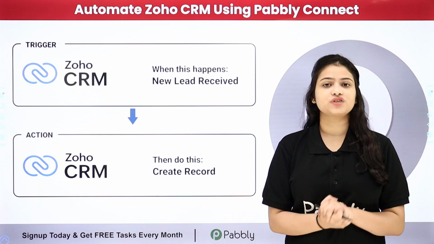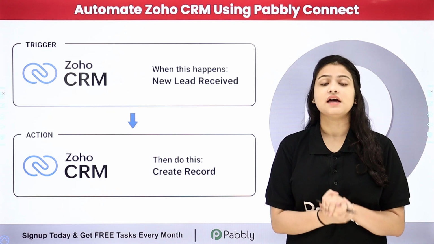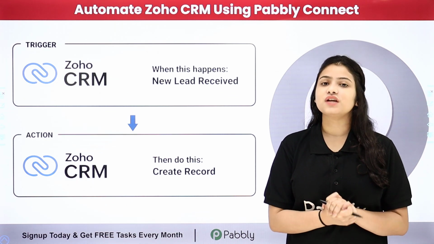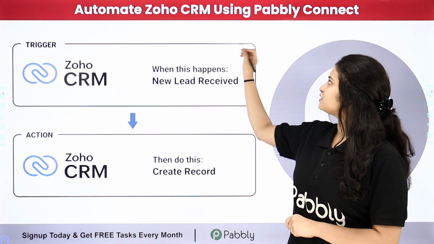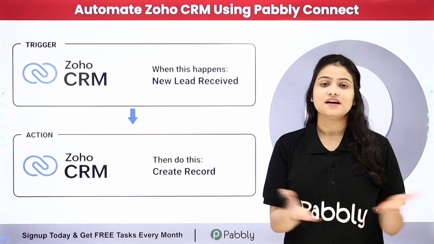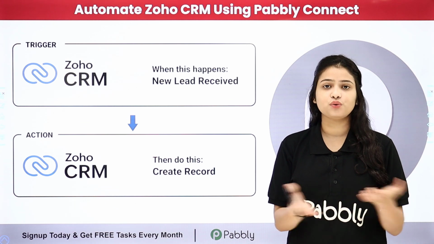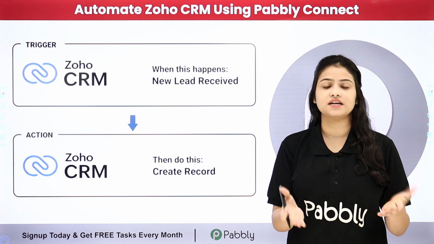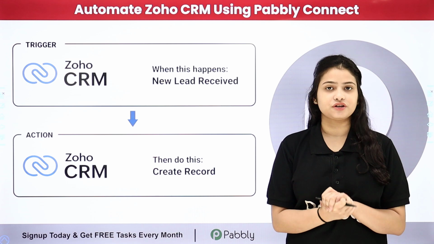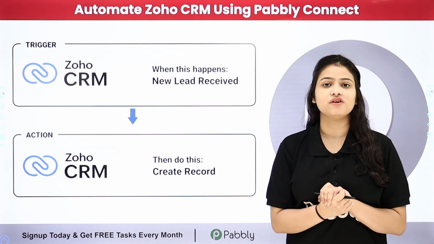So if you also want to streamline the process of your CRM, then you are in the right place because today we are going to learn how to automate Zoho CRM using Pabbly Connect. As you know, Zoho CRM is a best CRM application that is designed to help businesses to create their leads, engage their customers and convert their potential clients into payable customers, that too effortlessly.